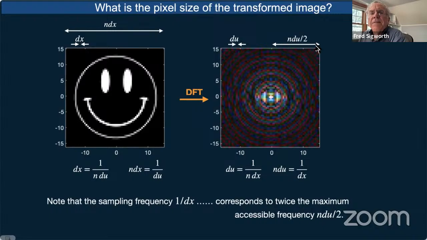N of the frequency pixels, n over 2 of the frequency pixels. So what is that? Well, the entire width, n du, corresponds to 1 over dx. So half of this corresponds to 2 pixels there. The conclusion is that if we say that 1 over dx is, we'll call it the sampling frequency, that sampling frequency is twice the maximum accessible frequency, which is n du over 2.